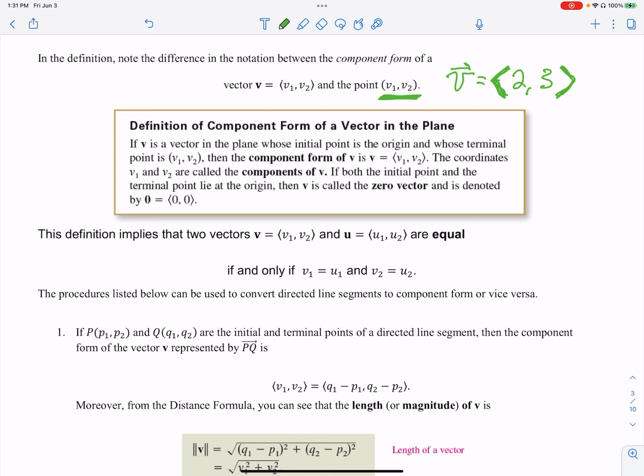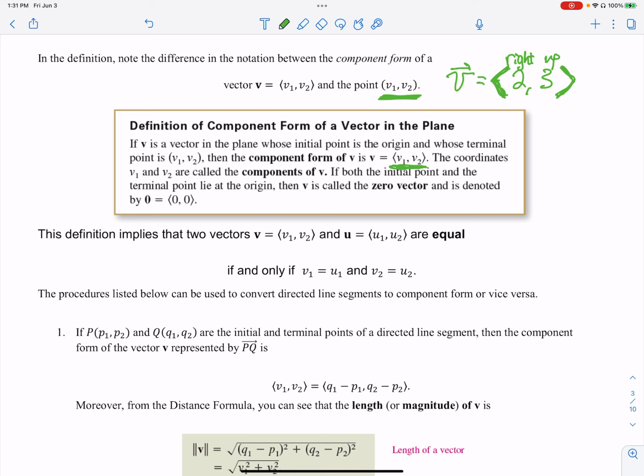What this tells us is a direction: right 2, up 3. Now, there is a way to get a magnitude from this, and we'll talk about it in a moment, but that is what component form is. The first component tells me the x direction, the second component tells me the y. So if v is a vector in the plane whose initial point is at the origin, and whose terminal point is that, then the component form is there. v1 and v2 are the components x and y.